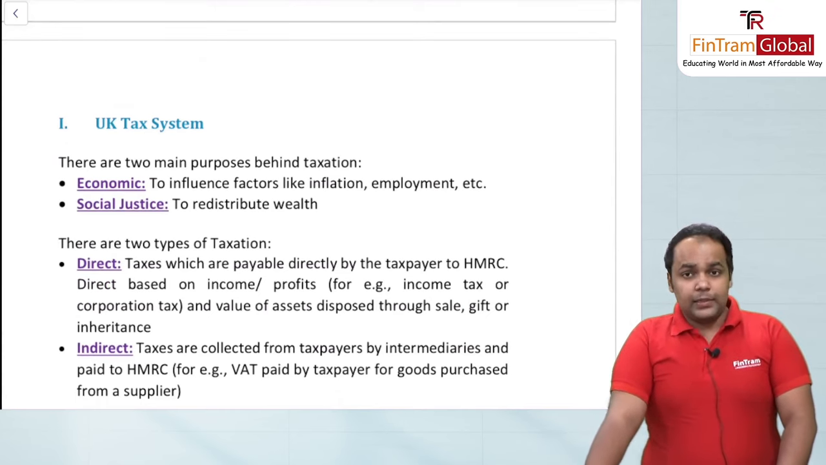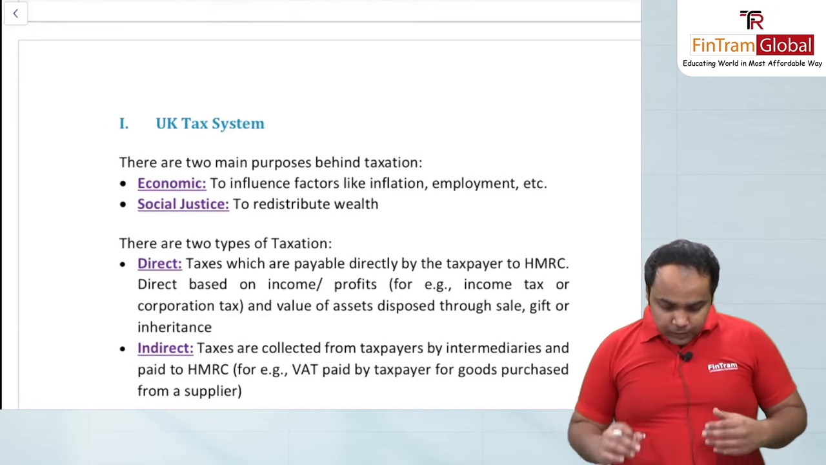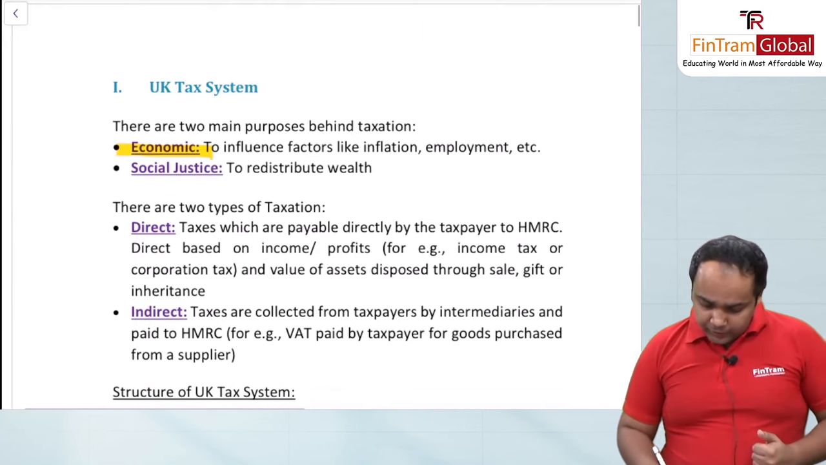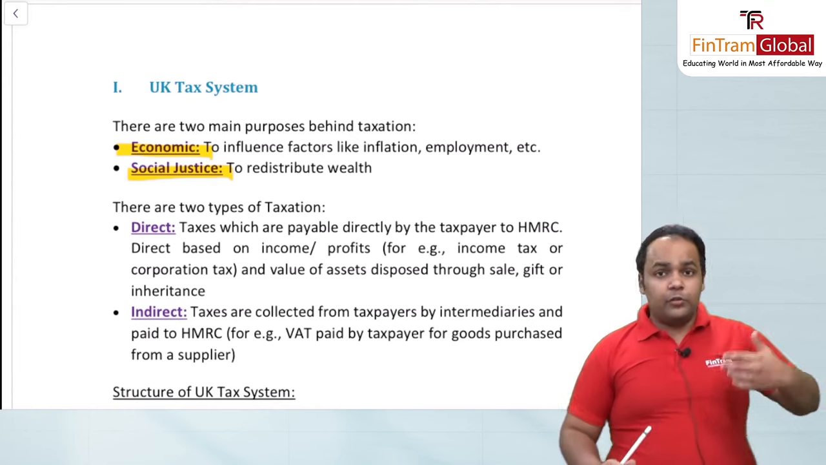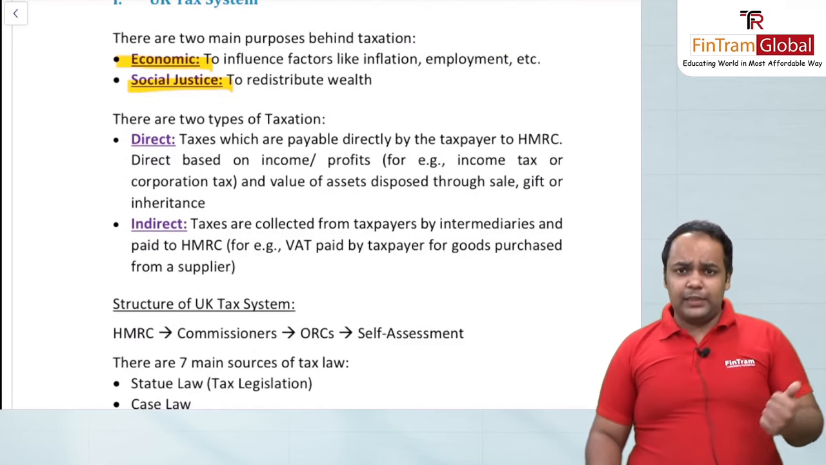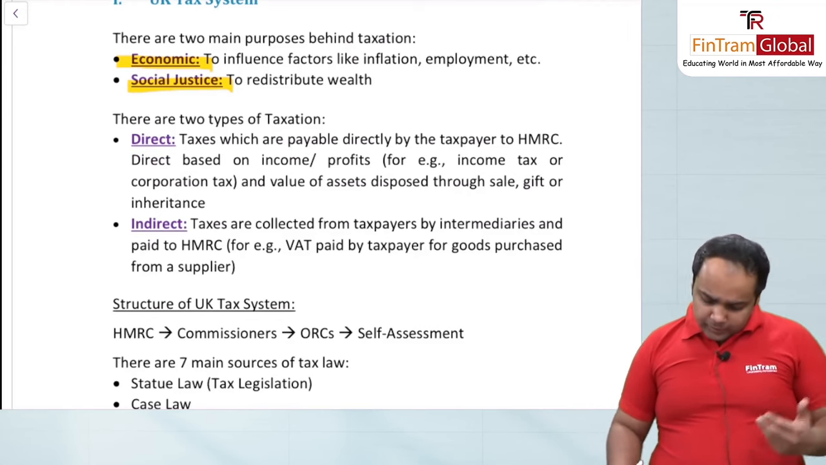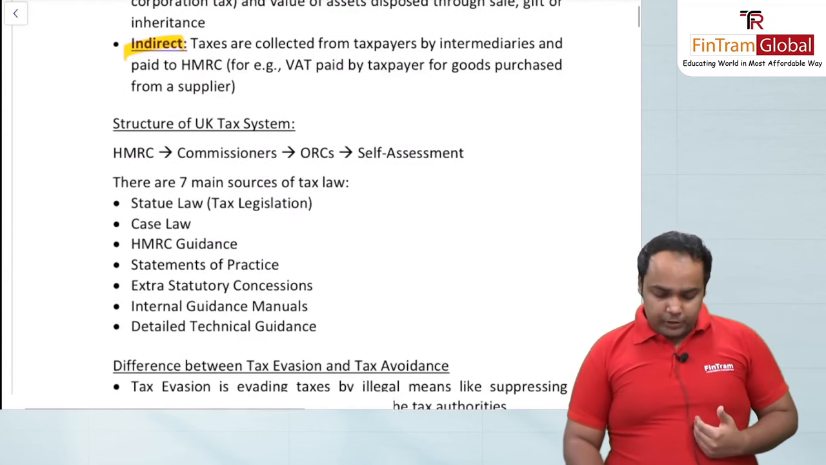So let's begin, guys. First chapter, as we said, was the UK tax system. Remember, we learned that there are two main purposes behind taxation: economic factors, or so to influence factors like inflation and employment, and social justice to redistribute wealth in the country. There are two types of taxation: direct taxes like corporation tax, chargeable gains tax, and so on. Indirect tax is VAT in the UK.